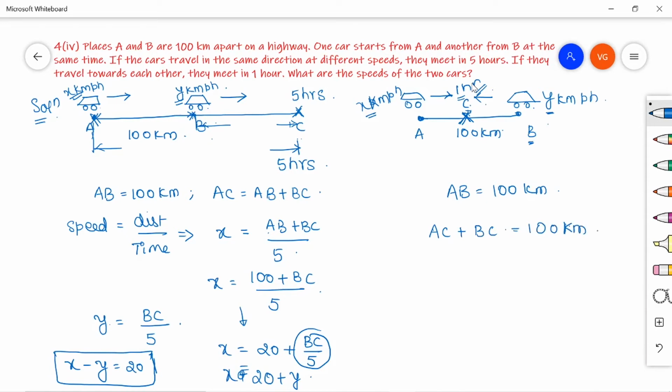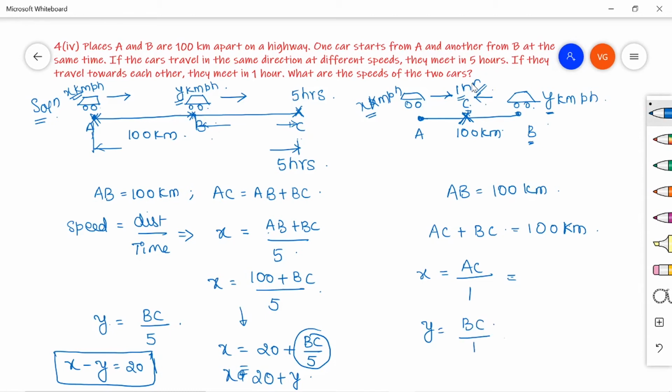Now I'll write again. Speed is nothing but distance by time, no? So x is the speed given. The distance that it has traveled is only AC, half the part. That is some part of the full distance AB, right? So AC it has traveled divided by the time, which is 1 hour, right? So x is equal to AC. This we know. Then y is equal to, it has traveled a distance of BC in time 1 hour, right?